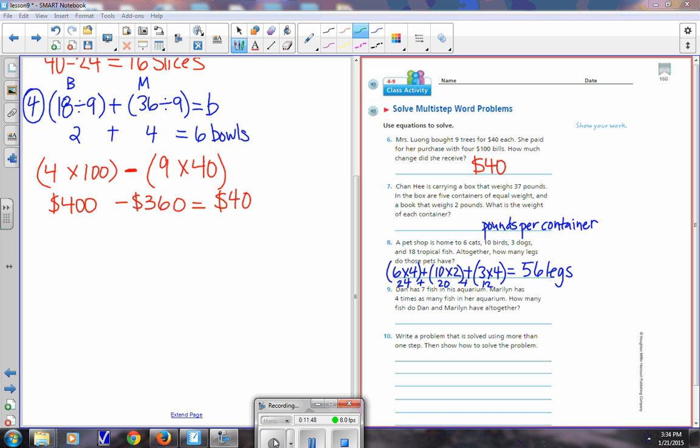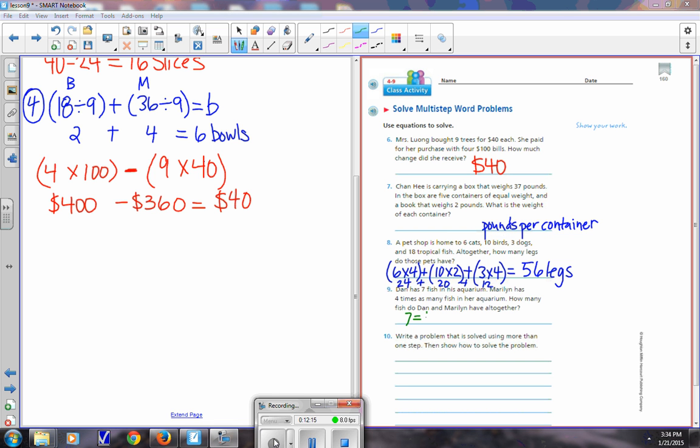All right, let's set up number 9. Dan has 7 fish in his aquarium. Marilyn has 4 times as many fish in her aquarium. How many fish do Dan and Marilyn have all together? So Dan has 7 fish in his aquarium. Marilyn has 4 times as many fish in her aquarium.